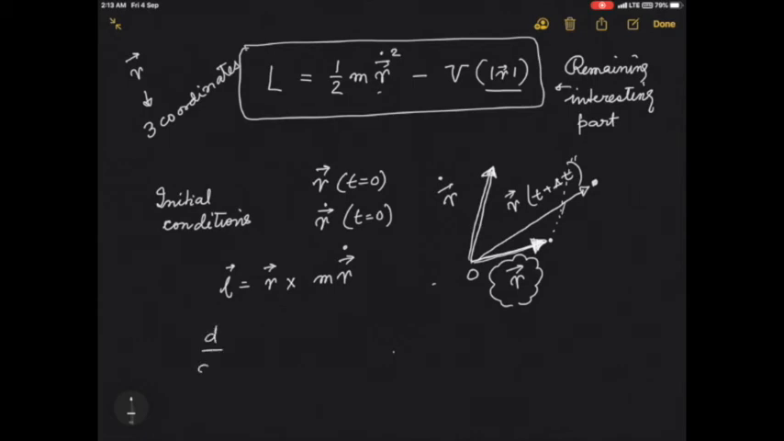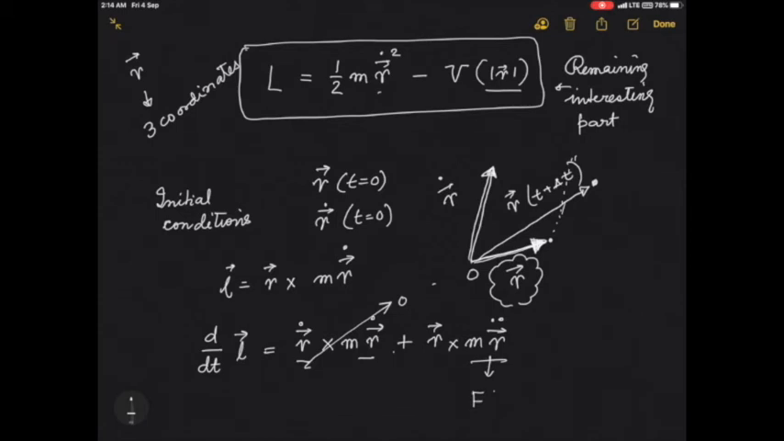So if I calculate the time derivative of L, the first term will be the dot product of r dot with itself, plus r cross m r double dot. Now the dot product along the same direction is 0, so r dot cross r dot is 0. And m r double dot is nothing but the central force, which is some force times r cap, and r cap and r have the same direction, so this is also 0. So this conserves the angular momentum.